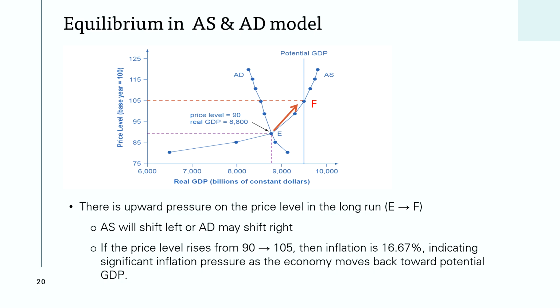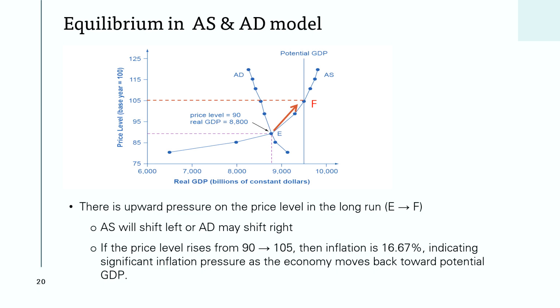In the long run, the economy will not remain below potential GDP. Something must adjust. Two possible mechanisms can close the recessionary gap. First one is that the aggregate supply shifts left. As the economy recovers, wages and input prices rise. This reduces the short-run output and pushes aggregate supply left. And second one is that the aggregate demand shifts right. Government policies, consumer recovery, or investment increases can raise total spending.